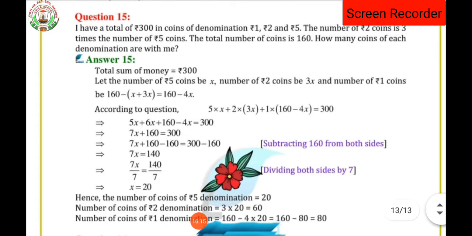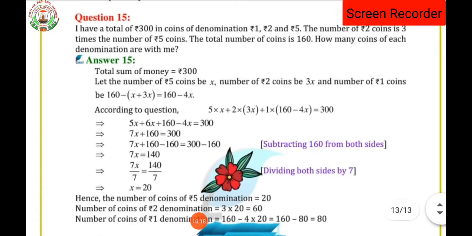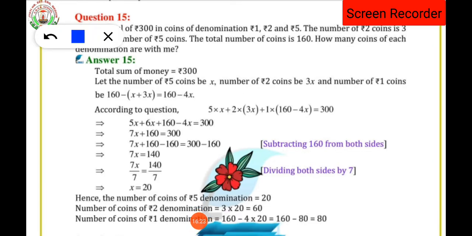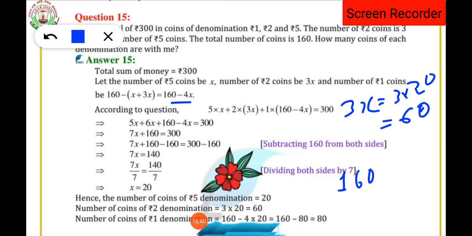Hence the denomination of 5 rupees coin is 20, and the 2 rupees coin is 3x. So 3x is equal to 3 into 20, which becomes 60, isn't it? And in the same way for 1 rupee coin we have 160 minus 4x. So here 160 minus 4 into 20. So 4 into 20 will be 80. So 160 minus 80 will be 80 itself.